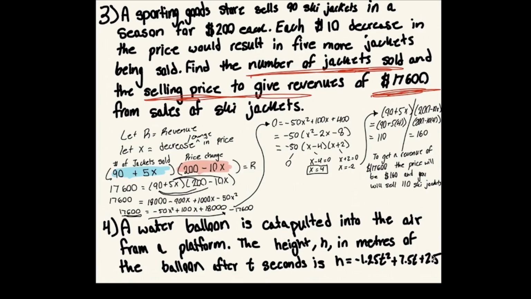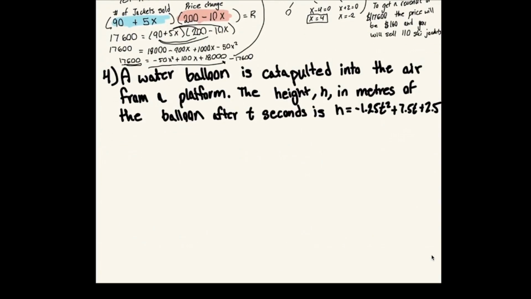And yeah, that's basically it. These questions tend to be a little long depending on what they ask for. This one they wanted us to do an extra step, and that is to actually input the 4 we get, right? Because that 4 is when the revenue is 17,600. So that's the extra step we had to do with finding how many ski jackets and what the price would be to get a revenue of 17,600. And that's that question.